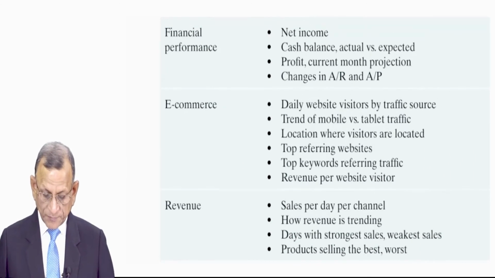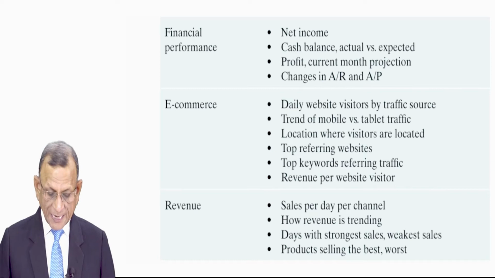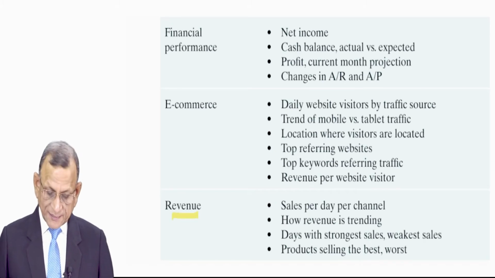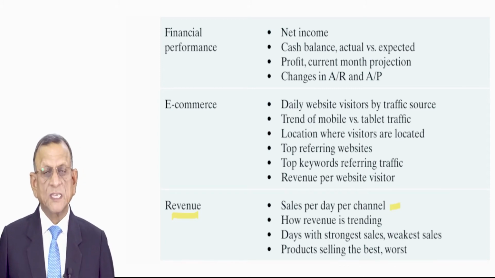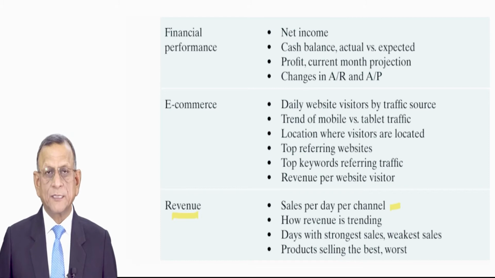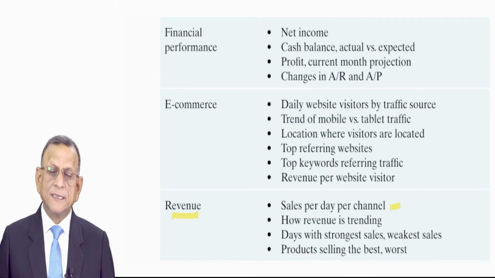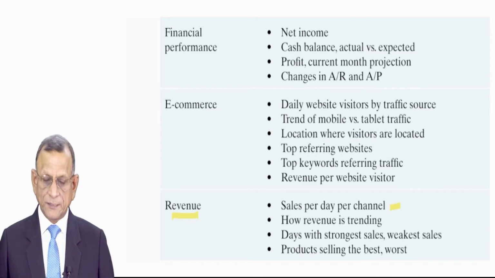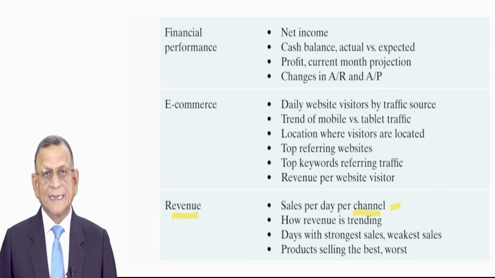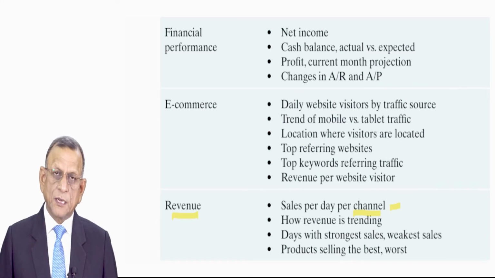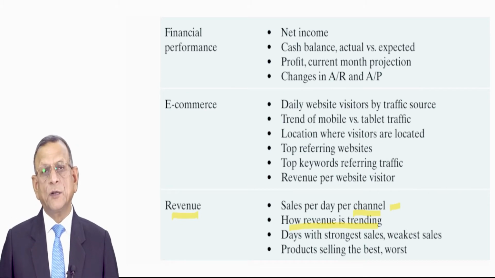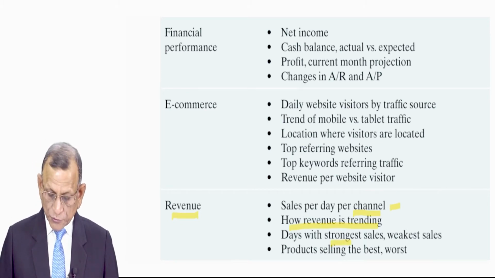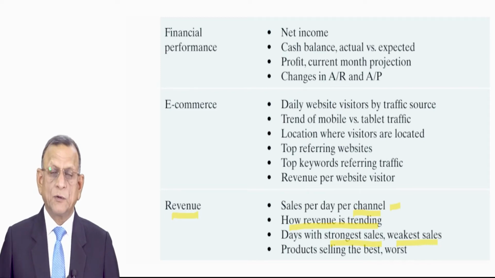Similarly, in the case of revenue, we may have a few such parameters, like sales per day per channel. Channel, you understand, direct sales, sales through retailers, online sales, agency sales, and so on, institutional sales. So from which channel we are getting sales on a daily basis. How revenue is trending, increasing or decreasing. Days with the strongest sales and weakest sales. When the sale is more and when the sale is less.